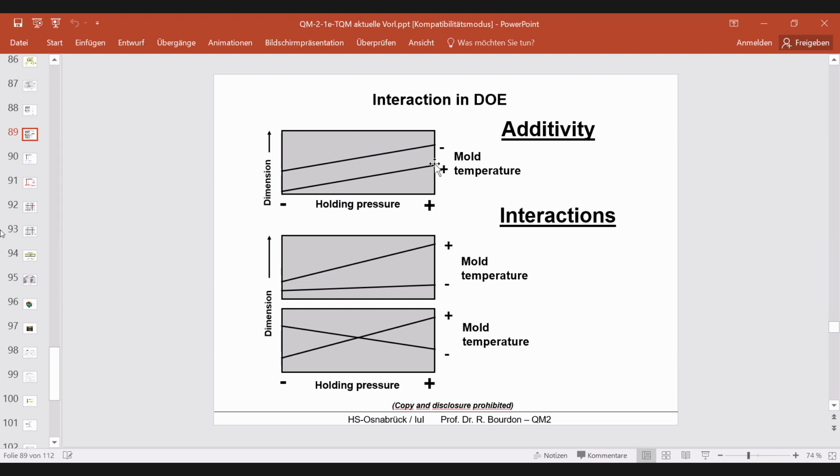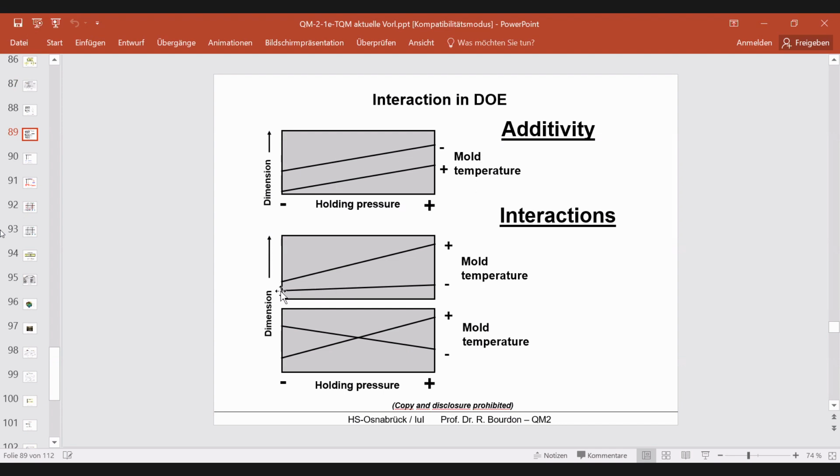This effect is seen with a high mold temperature and also with a low mold temperature. Maybe a high temperature of 100 degrees Celsius and a low mold temperature of 20 degrees Celsius. These effect lines are parallel. This means there is additivity of holding pressure and mold temperature.